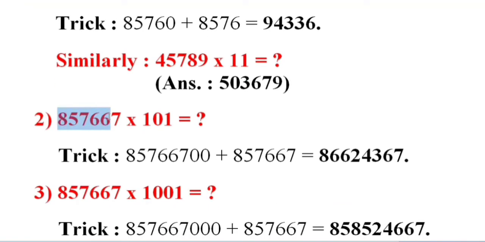857667 into 101 equals what? Write down 00 besides the original number 857667. 00 for 101, plus 857667 equals 8662437.